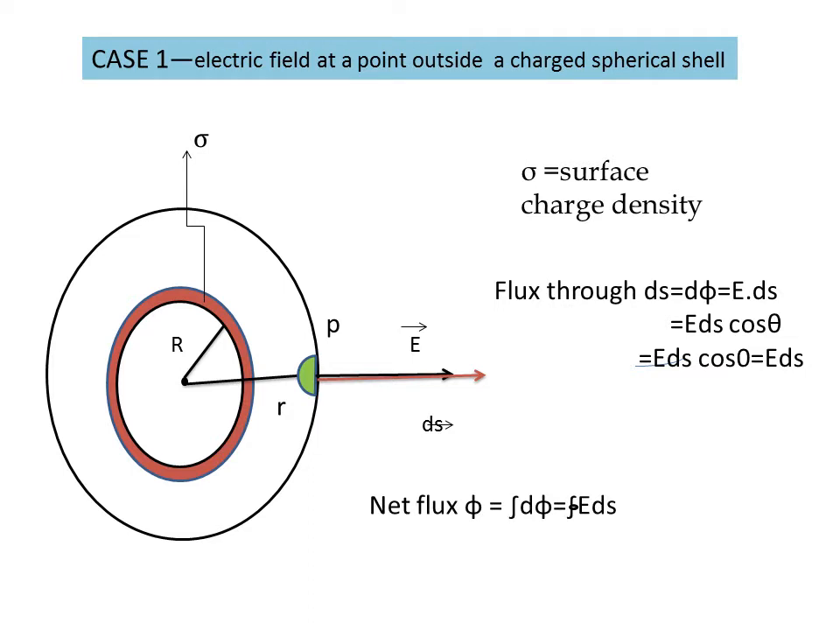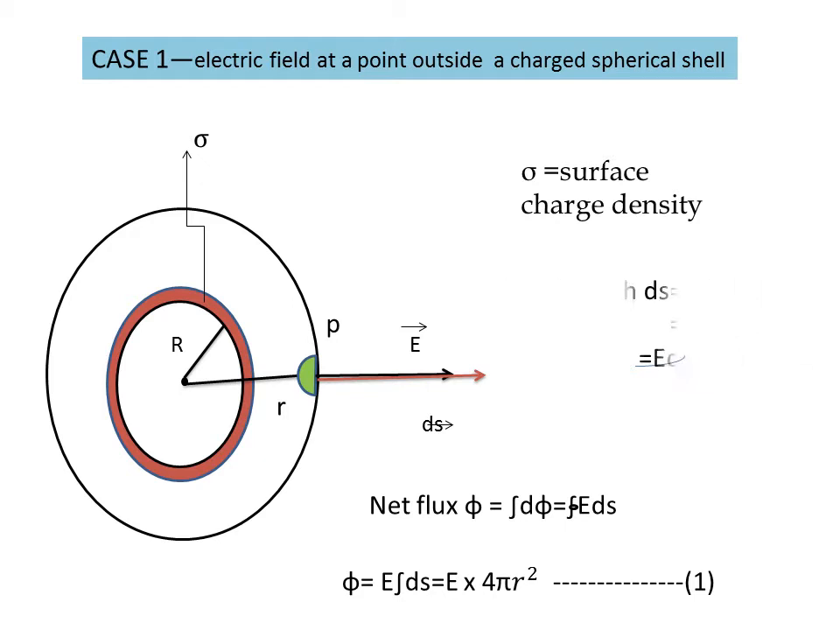Now net flux phi is equal to integral d phi, that is the sum of the flux coming out through all the points on the spherical shell, equal to integral E ds. E is same for all the points on the spherical shell, so it is a constant and is taken outside. E is equal to integral ds. Integral ds means the total surface area of the spherical shell, that is 4 pi r square. So phi is equal to E into 4 pi r square. This is equation number 1.